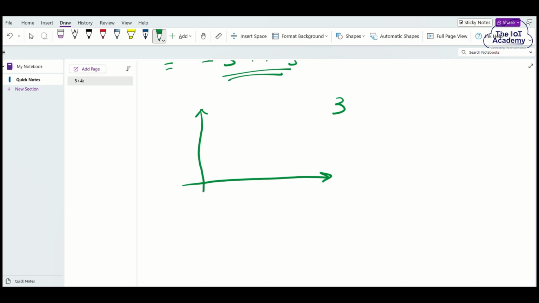So when I say 3 plus 4j, basically what I'm saying is you go 3 in the positive direction on the x-axis, which is your real axis: 1, 2, 3. Then you go 4, because there's a 4 over here: 1, 2, 3, 4 vertically up. This point is your 3 plus 4j.